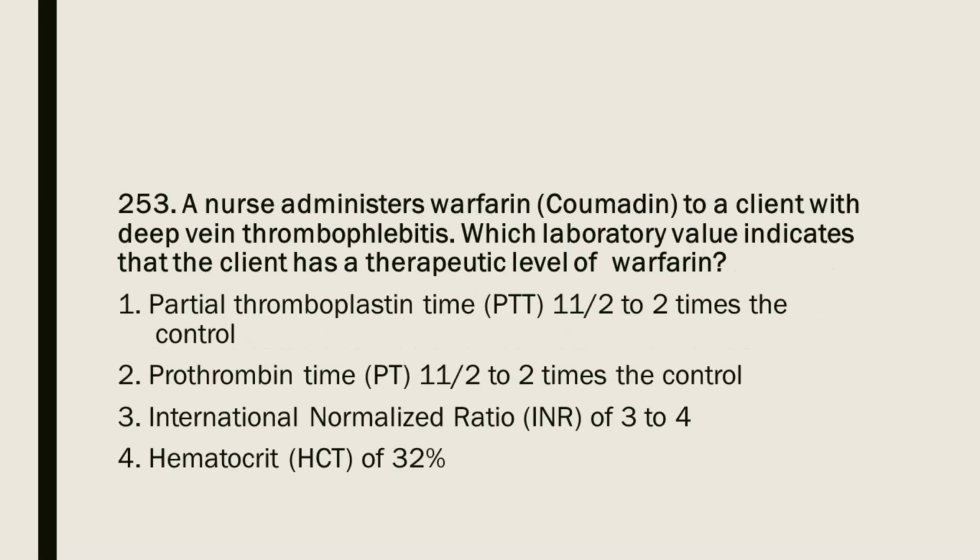253. A nurse administers Warfarin, Coumadin, to a client with deep vein thrombophlebitis. Which laboratory value indicates that the client has a therapeutic level of Warfarin? 1. Partial thromboplastin time, PTT, 1 1/2 to 2 times the control. 2. Prothrombin time, PT, 1 1/2 to 2 times the control. 3. International normalized ratio, INR, of 3 to 4. 4. Hematocrit, HCT, of 32%.